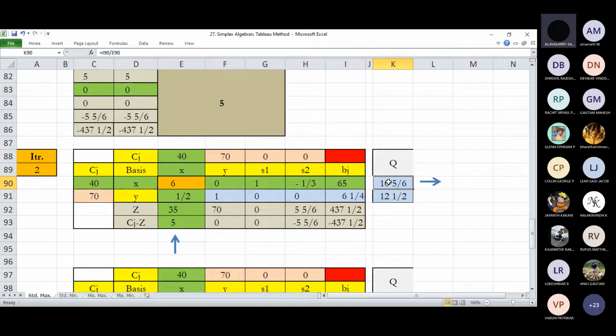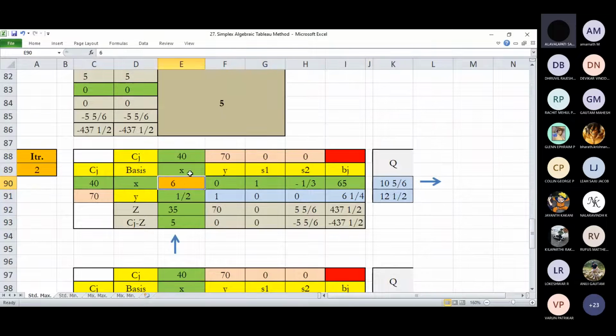Bj, what you call the minimum ratio, is equal to Bj divided by the elements in the key column. So 65 divided by 6 is equal to 10 5 by 6. Then 6 1 by 4 divided by 1 by 5 is 12 1 by 2. So among these, the least positive number is 10 5 by 6, so that will become the key row. So the key column is the most non-negative number, and the key row is the least non-negative number. The point of intersection of the key column and key row is the pivot element, right?